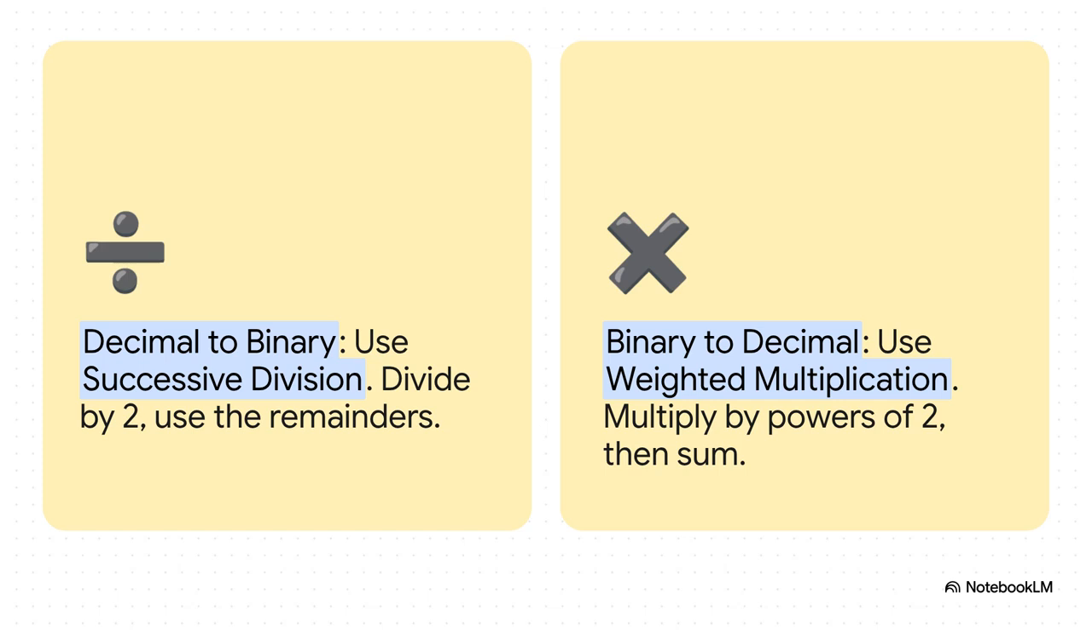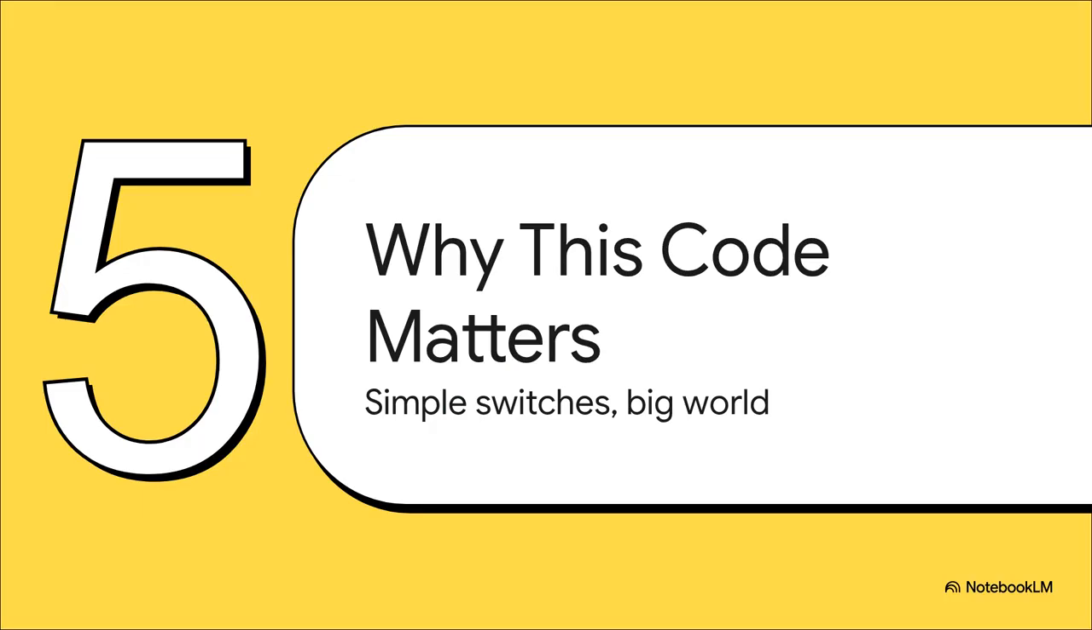To go from our numbers to computer numbers, you use division. To go from the computer's numbers back to ours, you use multiplication. They're just perfect mirror images of each other. So we've gotten through all the how-tos. You now know the mechanics of binary. But that leaves the biggest question of all. Why should you care? Why does any of this matter?